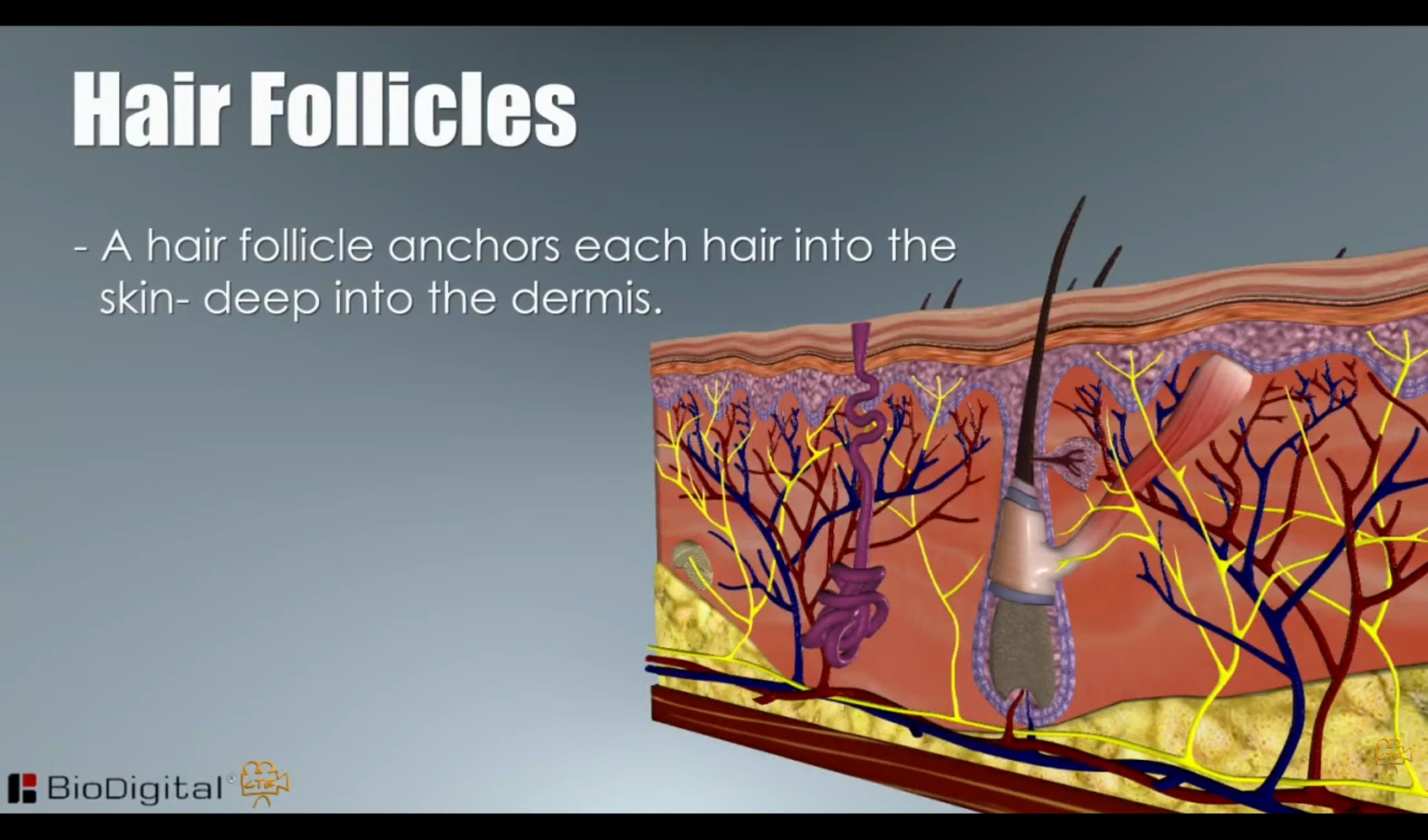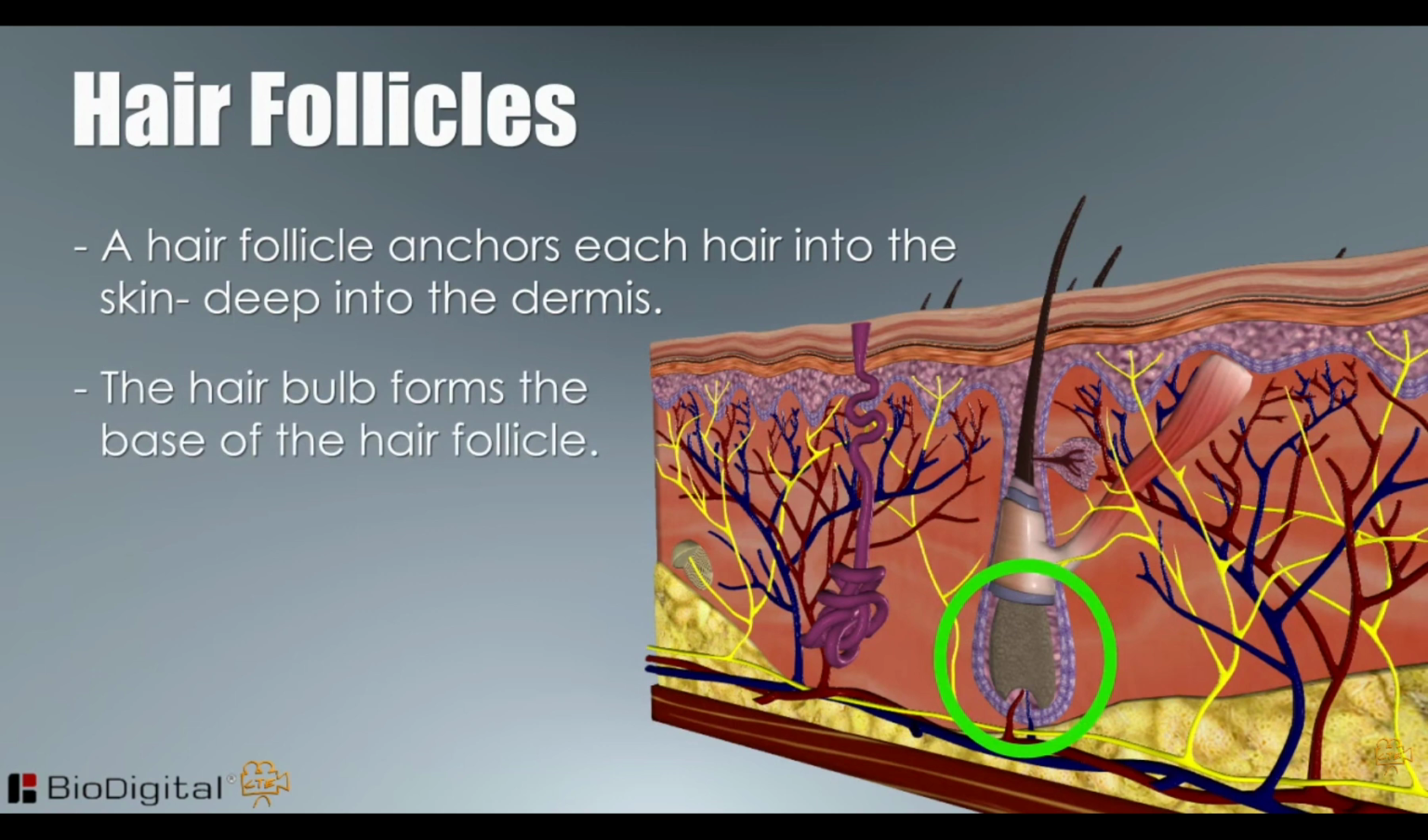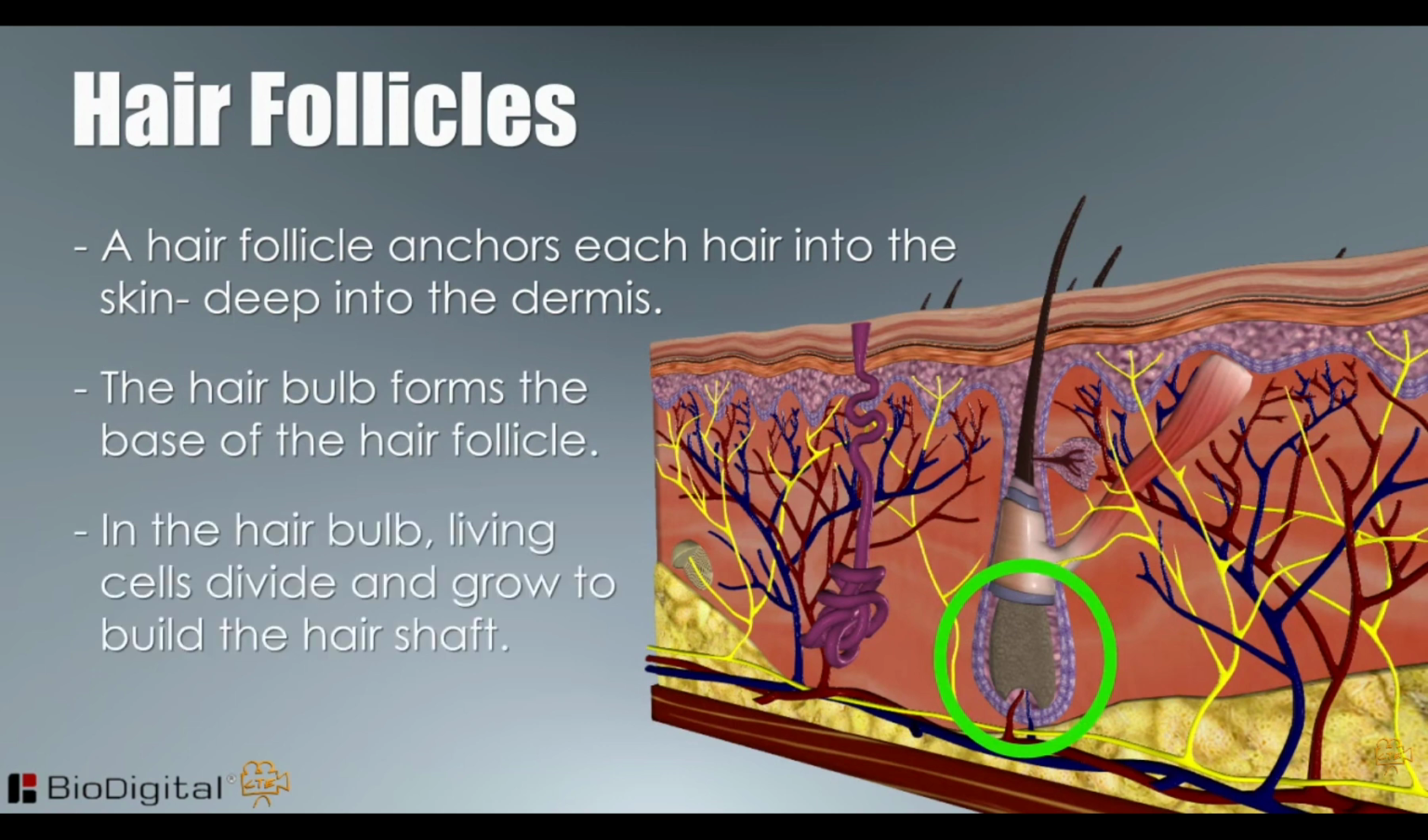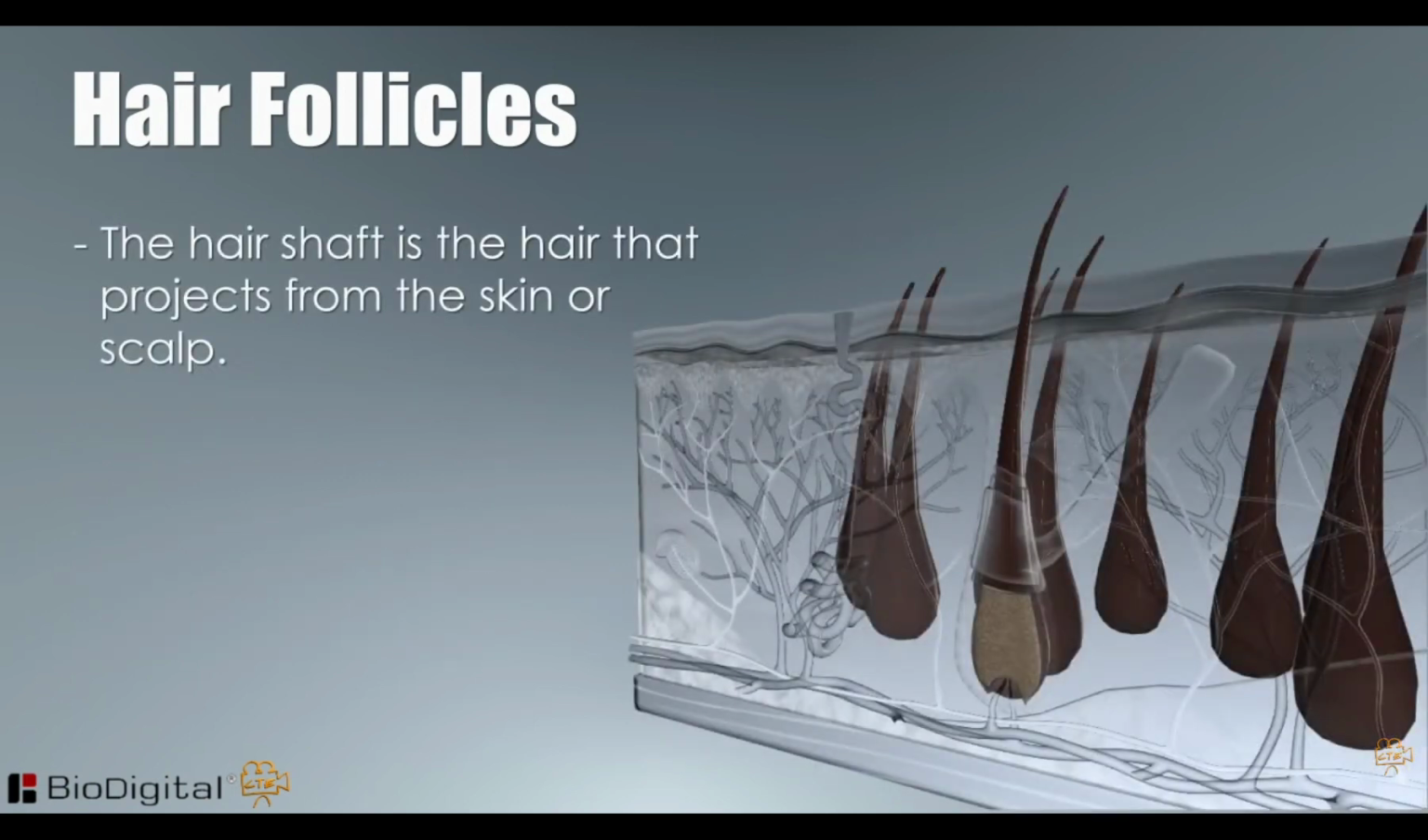A hair follicle anchors each hair into the skin, deep into the dermis. The hair bulb forms the base of the hair follicle. In the hair bulb, living cells divide and grow to build the hair shaft. The hair shaft is the hair that projects from the skin or scalp.